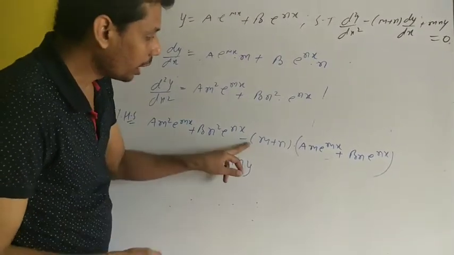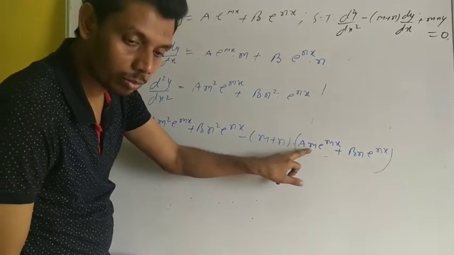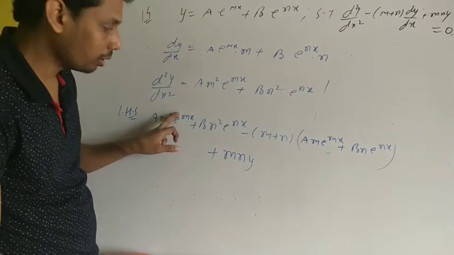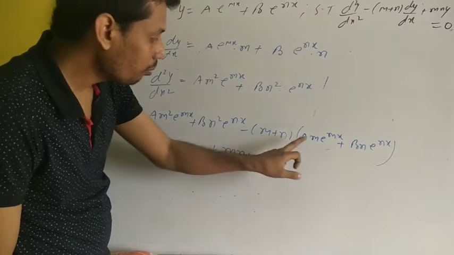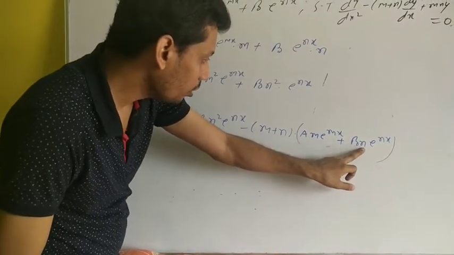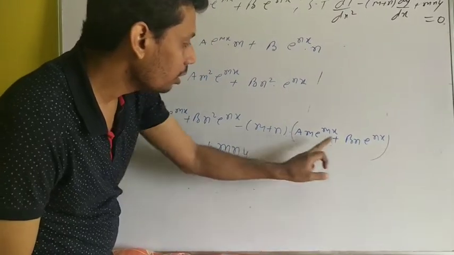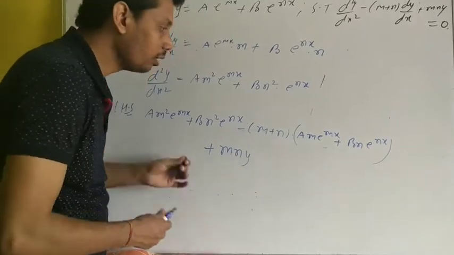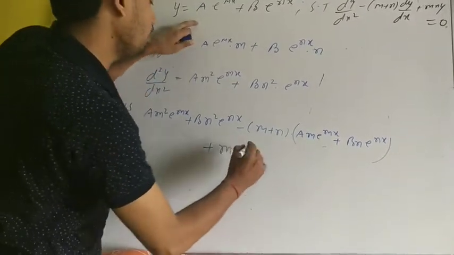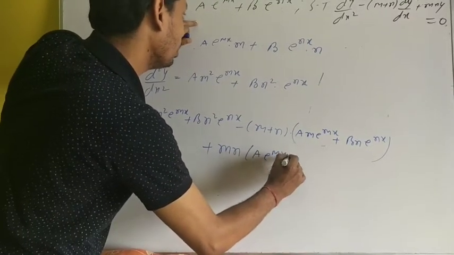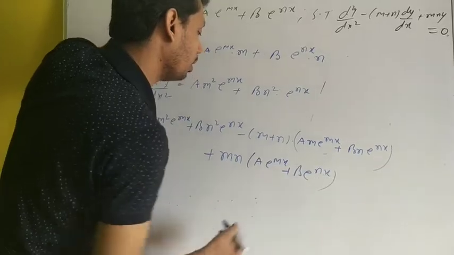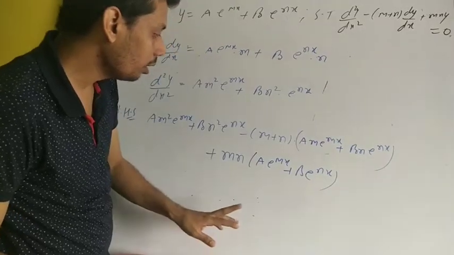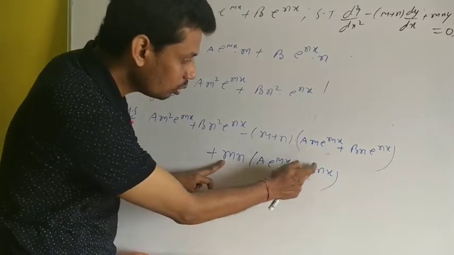Here see, minus m into am, minus am square e to the power mx. Here, this is plus am square e to the power mx. These two will be cancelled. Minus m into b into n, so minus bmn into e to the power nx. If you substitute the value of y here, what is y? y is a e to the power mx plus b e to the power nx. You will find that minus m n b e to the power nx is coming here, and plus m n b e to the power nx is coming here.